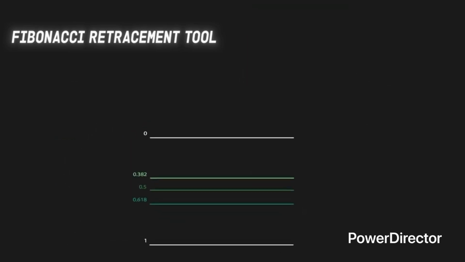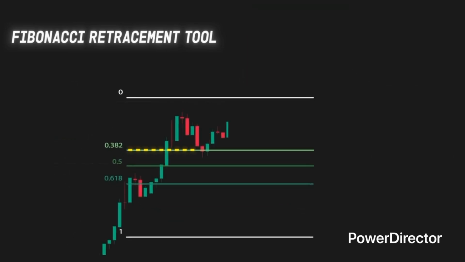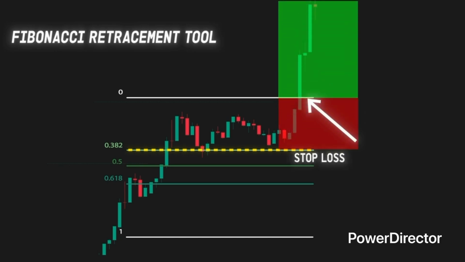When the uptrend is strong, if the price retraces to the 0.382 level and then breaks the recent swing high with a strong, bullish candle, you can place your stop loss below the 0.382 level and make a trade entry.